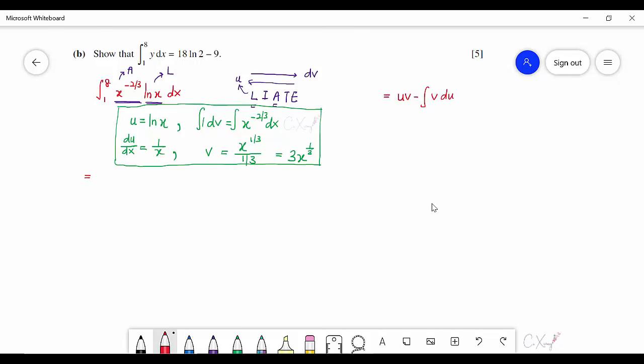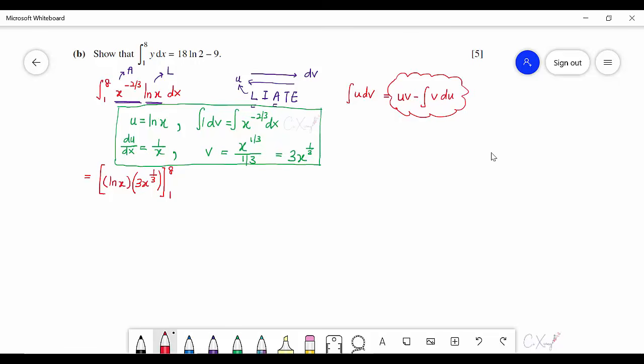Okay, and the question is integrate u dv. Alright, so we are going to apply this one now: uv minus v du. So again, what is your u? Your u here will be ln x, so you just put in ln x first. What is your v? Your v will be this one, after you do the integration. So 3x power 1 over 3. And the limit for this part will be 8 and 1.